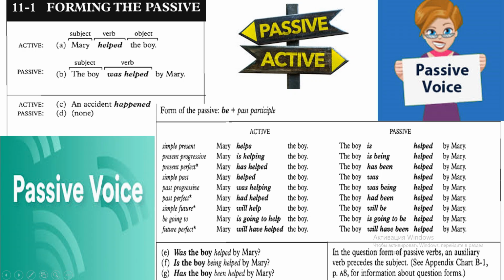Past perfect: had been helped by Mary. Will help: future simple, will be helped by Mary. Be going to: is going to help, is going to be helped. Future perfect: will have helped, will have been helped. And here it is, was the boy helped by Mary? This is interrogative form. Is the boy being helped by Mary? And has the boy been helped by Mary?